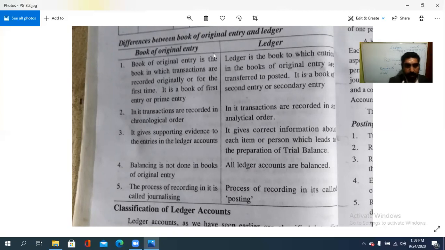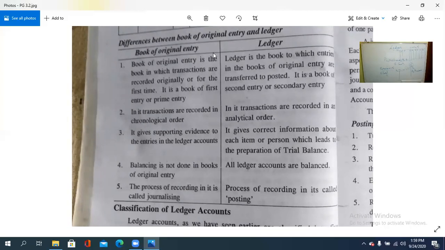Then in case of books of original entry, transactions are recorded in a chronological order. On the basis of the date and the time of occurrence, transactions are recorded. While in the ledger, transactions are recorded in an analytical order.